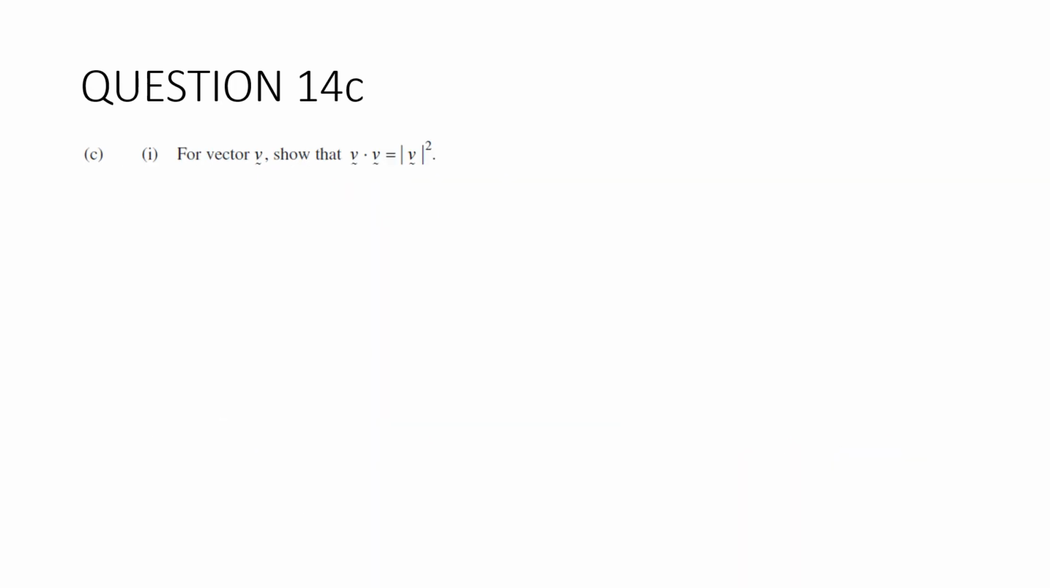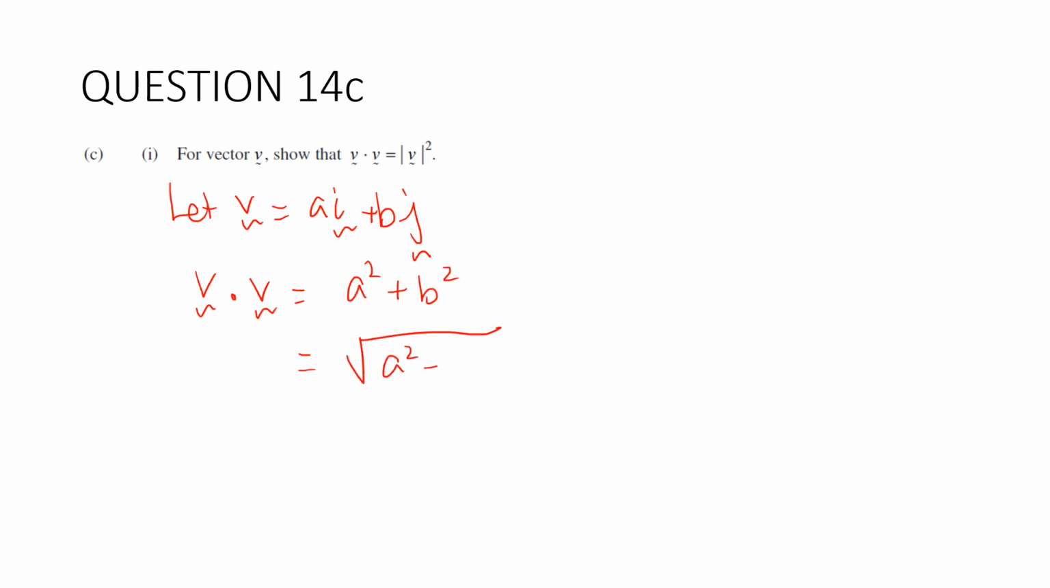14c. For vector v, show that v dot v is equal to mod v all squared. So I'm going to let the vector equal ai plus bj. So starting from the left hand side, v dot v is equal to a squared plus b squared. And that's the same as the square root of a squared plus b squared all squared, which is equal to mod v all squared.